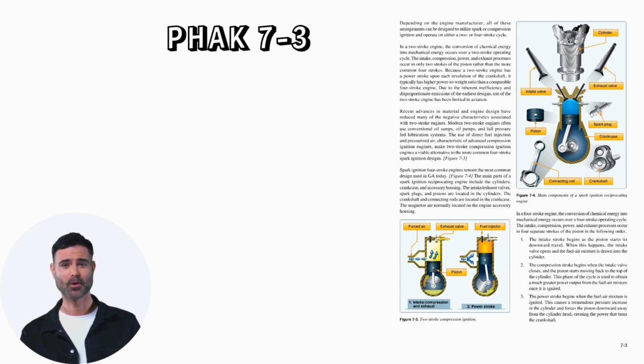2. The compression stroke begins when the intake valve closes and the piston starts moving back to the top of the cylinder. This phase of the cycle is used to obtain a much greater power output from the fuel-air mixture once it is ignited. 3. The power stroke begins when the fuel-air mixture is ignited. This causes a tremendous pressure increase in the cylinder and forces the piston downward away from the cylinder head, creating the power that turns the crankshaft.